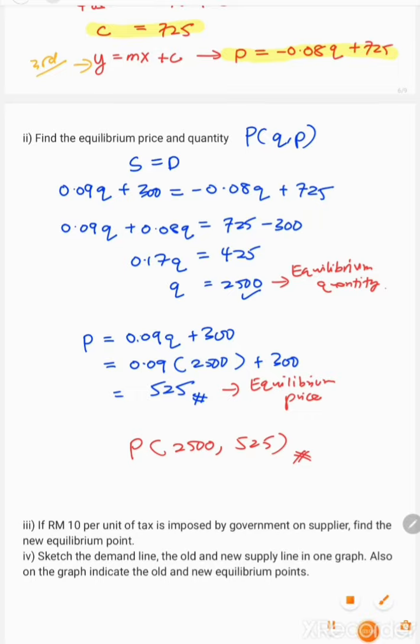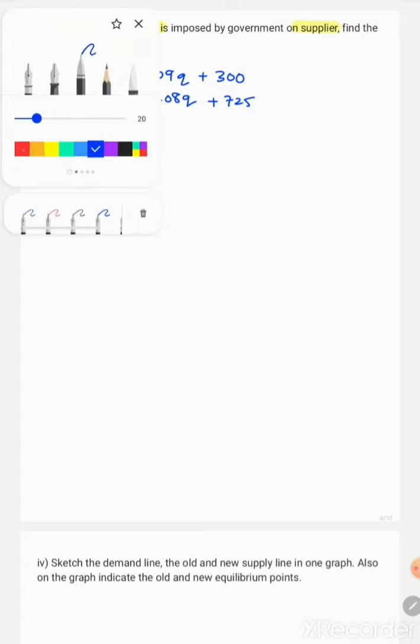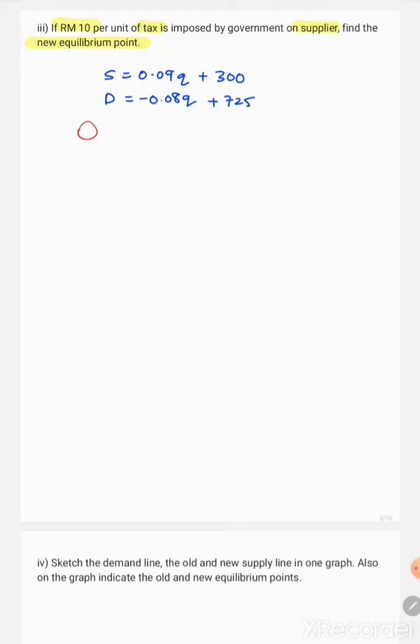Okay, this is question number 3. If a tax of RM 10 per unit is imposed by the government on the supplier, find the new equilibrium point. So now imagine, this is the supplier and this is the government.